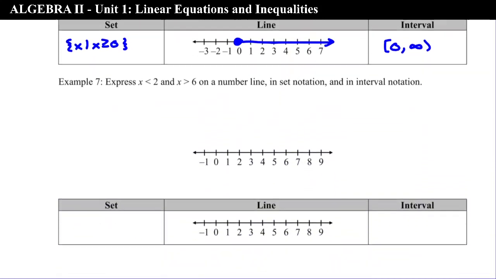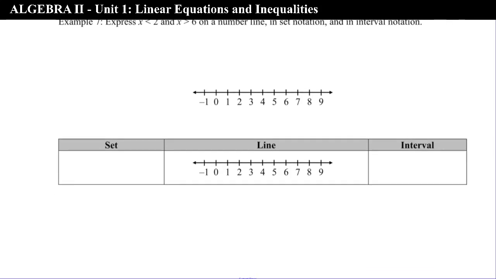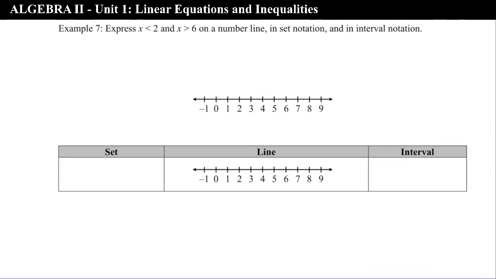All right, our next example. Let's express x is less than 2 and x is greater than 6 on a number line in set notation and interval notation. So x is less than 2. Well, we know we're not going to include 2, and it's less than, so we're going to the left. X is greater than 6. We're not including the 6. It's greater than, so we're going to the right.